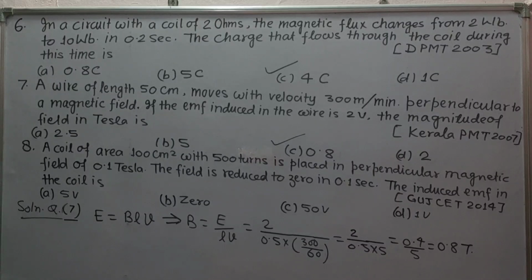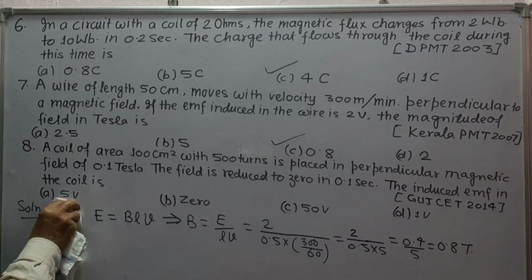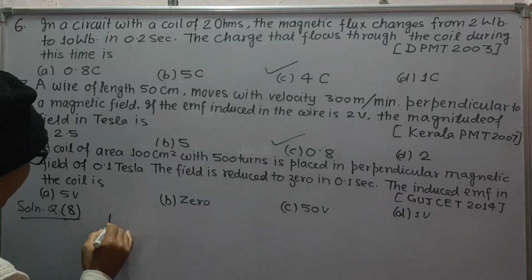Next question number 8. The question is, a coil of area 100 cm square with 500 turns is placed in perpendicular magnetic field of 0.1 Tesla. The field is reduced to 0 in 0.1 second. The induced EMF in the coil is, these are the options. Now solution to question 8.